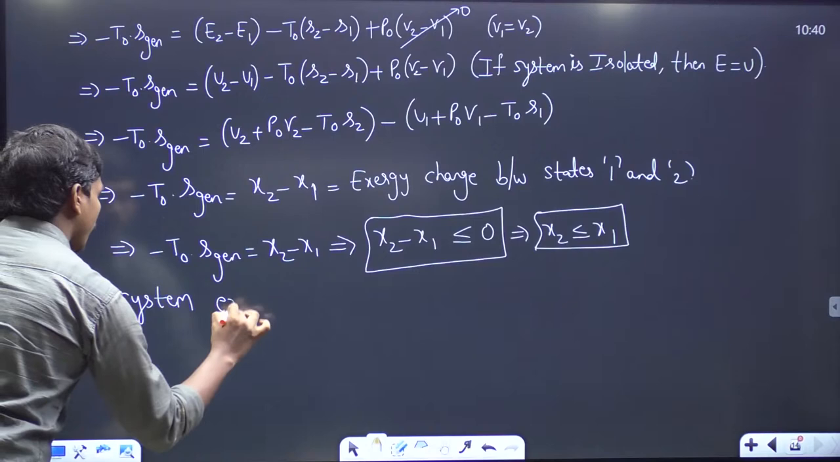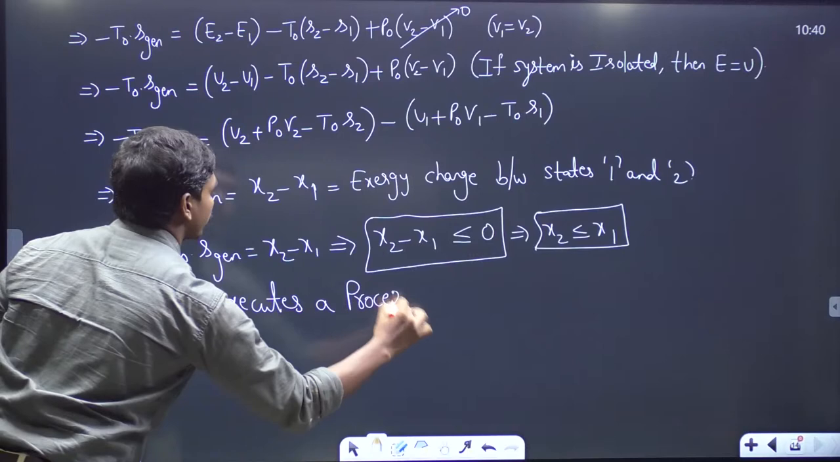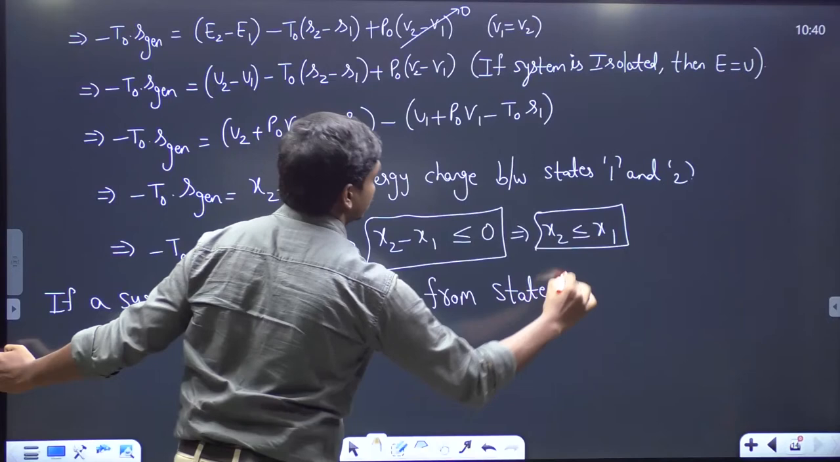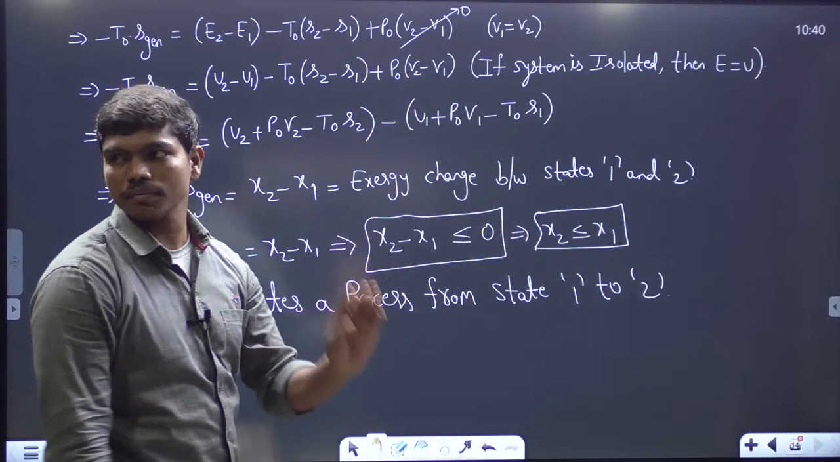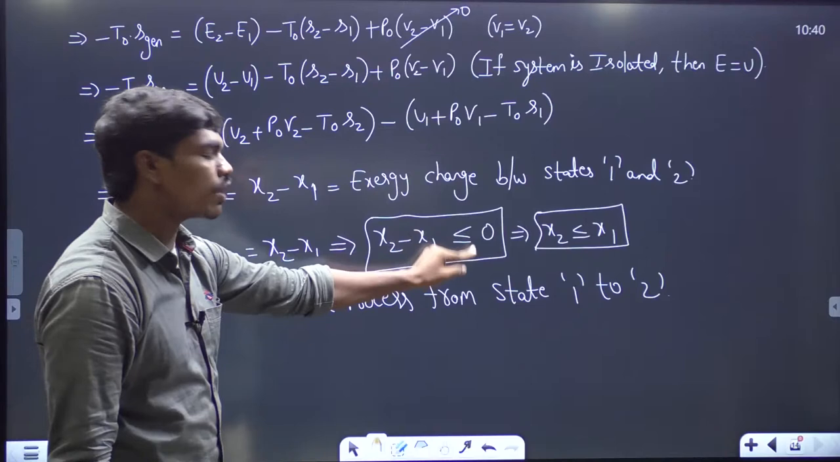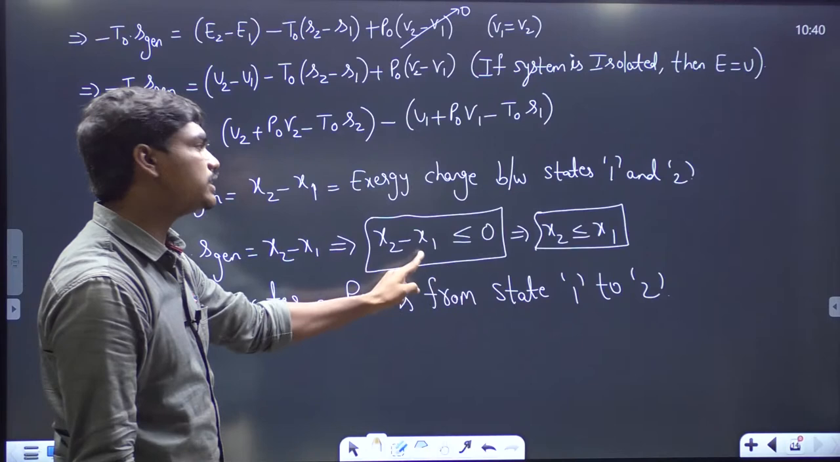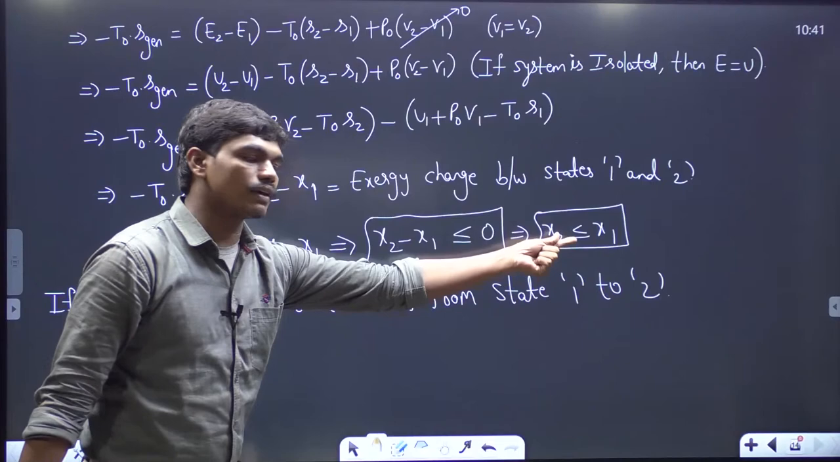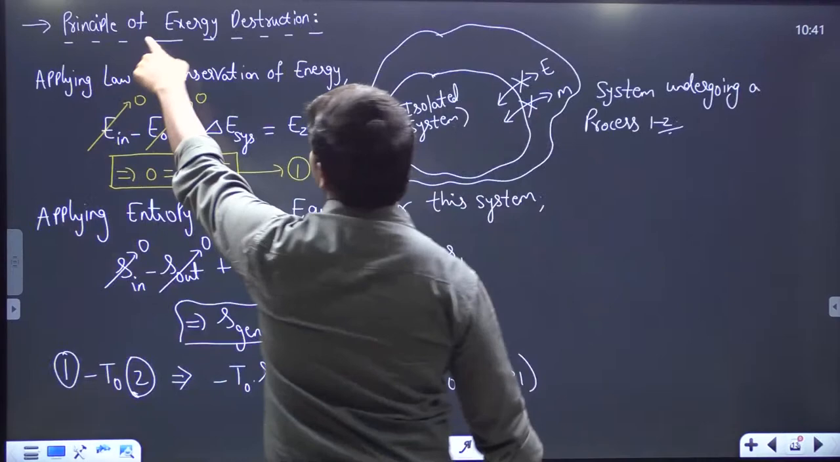if a system executes a process from state 1 to 2, definitely the exergy will either remain constant or it will decrease. It will remain constant in case of a reversible process, but it will decrease in case of some irreversibility. And we see the exergy is always decreasing for any natural or general physical process that occurs, and we call this the principle of exergy destruction. Means if something is destroyed, then only the value will be less, correct?